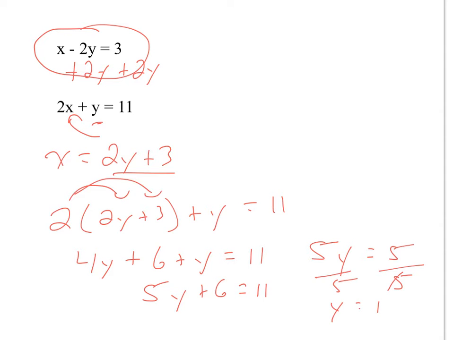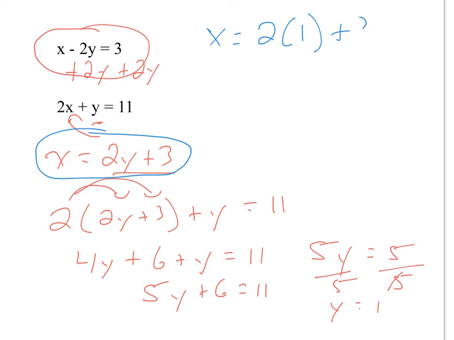Once I have y is equal to 1, probably the easiest thing to do is plug that back in right here. It's the easiest equation to do that. So I have x is equal to 2 times y, which is 1, plus 3. X is equal to 2 times 1 is 2 plus 3 is 5. So therefore my ordered pair, do that in purple so it's different. My ordered pair is 5, 1.